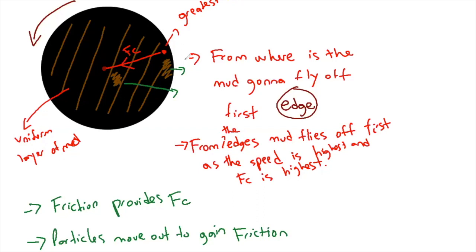If you write in the paper that it's because it's on the edge and it's common sense, they're going to give you 0 marks. You have to write actual reasoning. And the actual reasoning is because the speed is highest, the centripetal force is highest. Now, what provides the centripetal force? Friction. Particles move out to gain friction. That's why the particles are falling off the turntable. Is it clear, Aima? If it's not clear, I might be able to explain this in the next example.